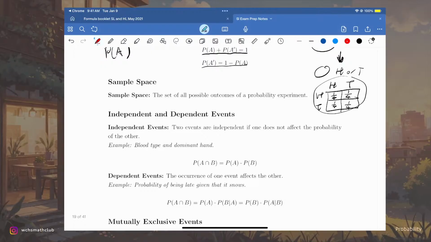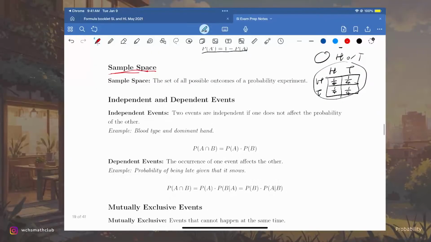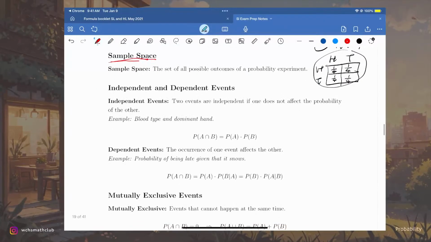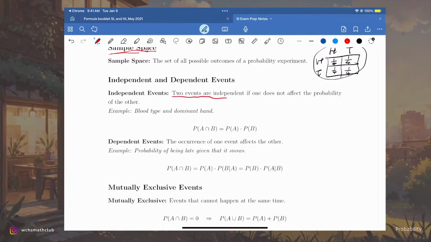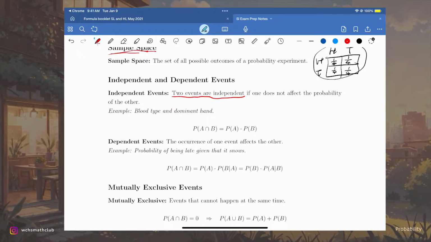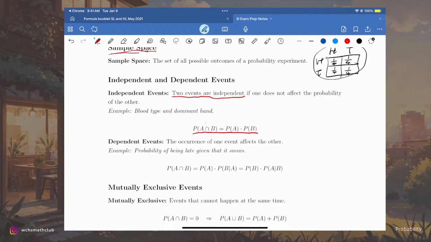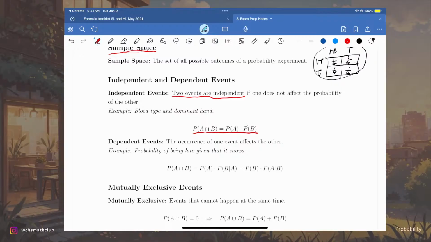Overall, sample space is not a huge concern, but you should definitely review it. Next one, independent and dependent events. This one is pretty important. Two events are independent if one of them does not affect the probability of the other. The probabilistic way, with the actual notation, would be P of A intersect B equals P of A times P of B.